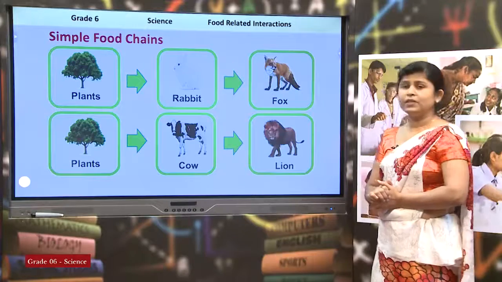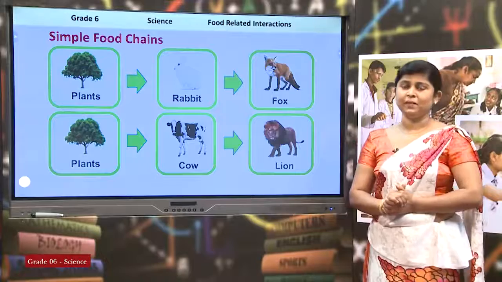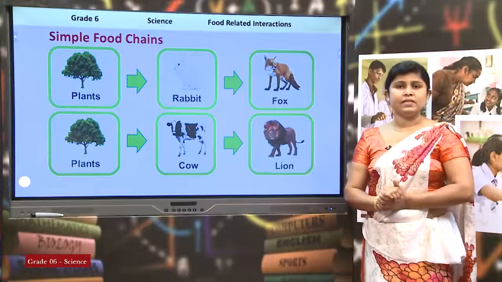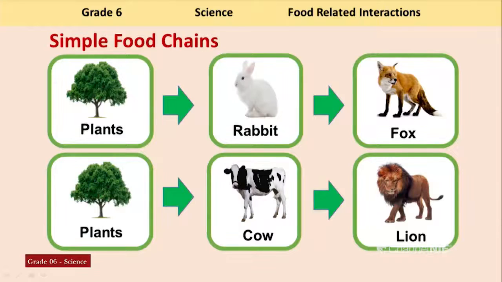I have got another two examples. You can observe the examples given here. Here also the first link is represented by a plant and the rabbits are eating plants and the fox is eating the rabbit. In the second one you can see the plant is eaten by the cow and the cow is eaten by the lion, right? The connections are clear.